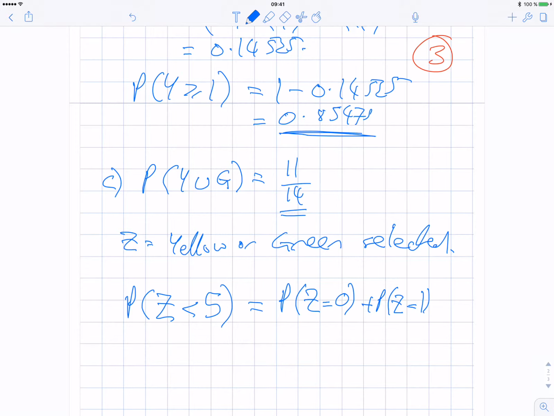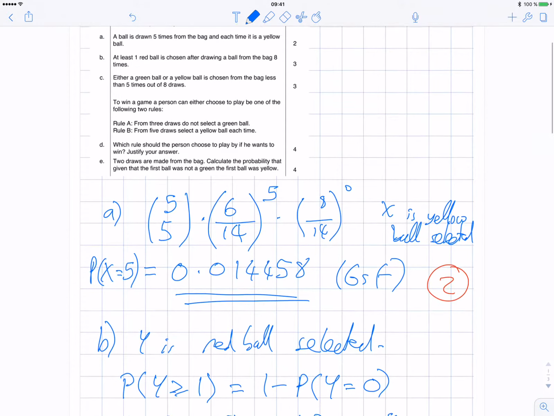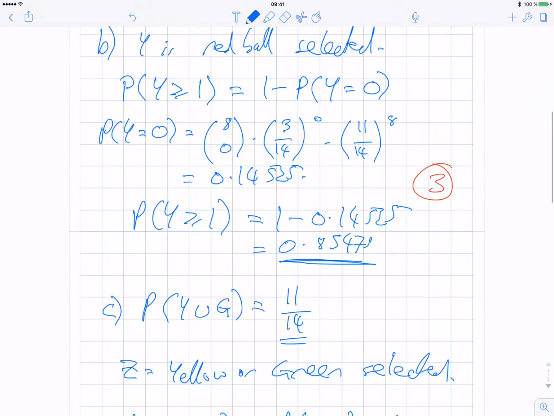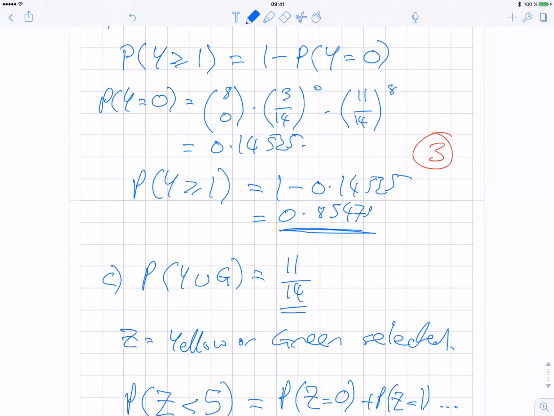Happens once, twice, 3 times. So menu 5, 5E. Number of trials is, I think, did I say it was 8? Yeah, 8 draws. Probability of success is 11 out of 14. The lower bound is 0, the upper bound is 4.